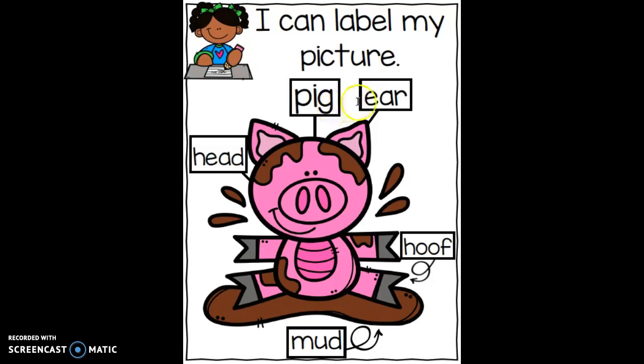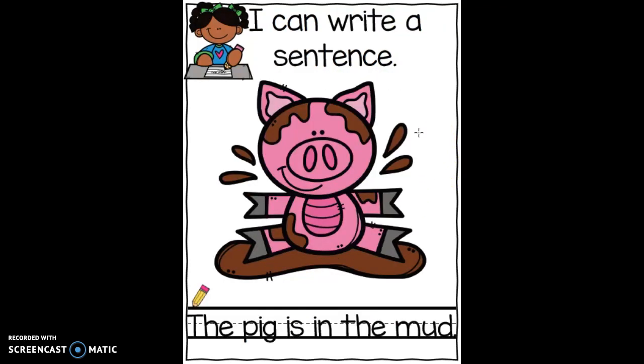In this picture, I see different labels that tell me what the picture is about, or details of what's in the picture. So here I see this label is pointing to the pig's ear, hoof, mud, and the pig's head. Our job now is to take these labels and write a sentence. Can you add power words when you write a sentence? Let's look down here. I see the power word the.